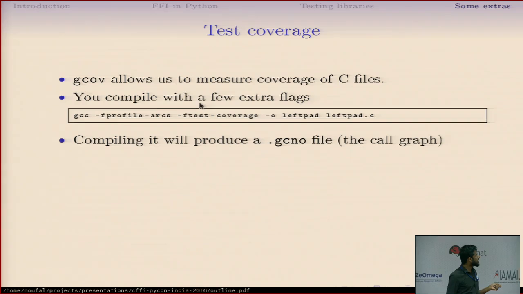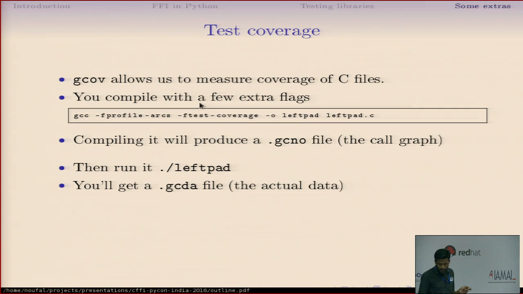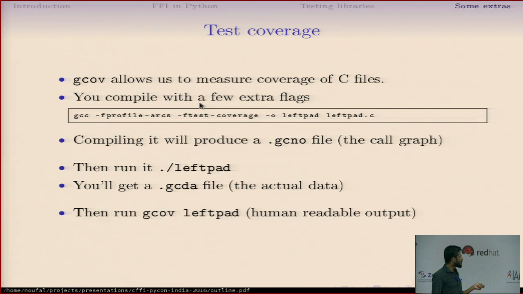If you do that, you get a gcno file, which is the call graph of your thing. After that, you run your leftpad script. In this case, we'll be running tests, not the script. You'll get a gcda file, which is the actual coverage data. But it's not in human readable format, because that would be too easy. Then you run gcov leftpad, which will interpret the file.